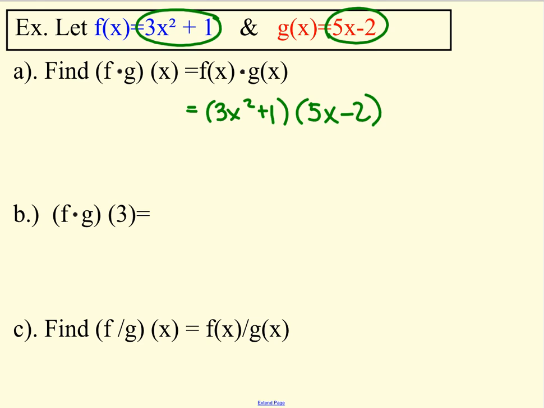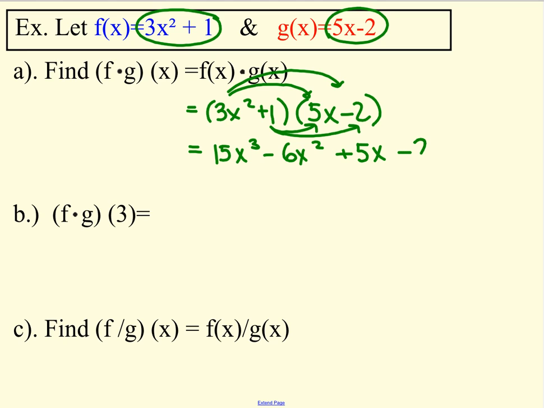And we're going to do the operation of multiplication. So what we have here is a binomial times a binomial, so we're going to FOIL them. We take 3x squared times 5x, which is 15x cubed. Then 3x squared times negative 2 is negative 6x squared. Then 1 times 5x is 5x. And then 1 times negative 2 is negative 2.